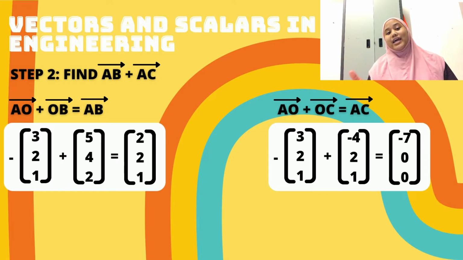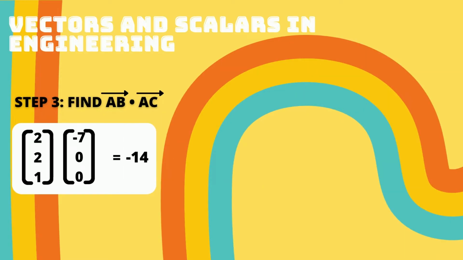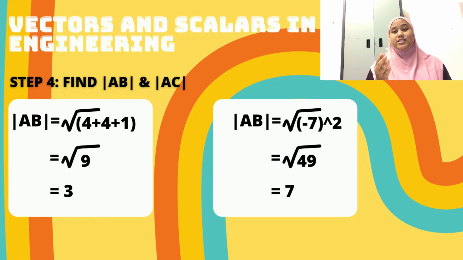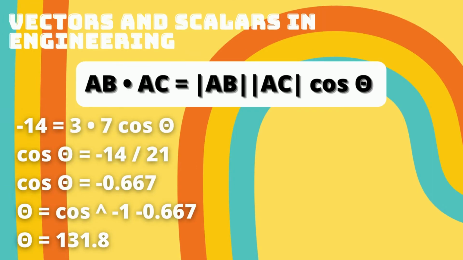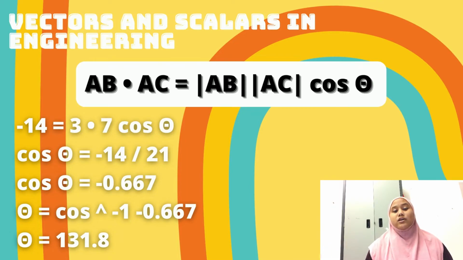And that is AB. And how do you find AC? It's the same concept as AB, but all you have to do is find AO plus OC. AO is the same method. You have to put a negative and then you're good to go. Then you have to find AB dot AC, which equals negative 14. What are magnitude AB and magnitude AC? How to find them? Well, use the formula. After getting all the values, all you have to do is put the values inside the equation and you will get the answer, which is 131.8 degrees.